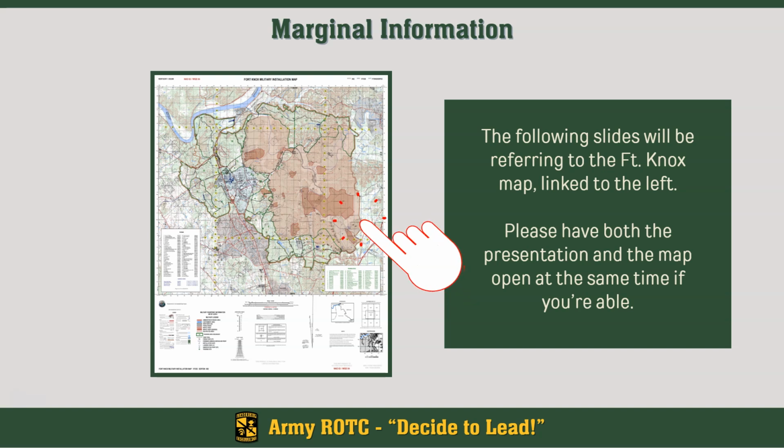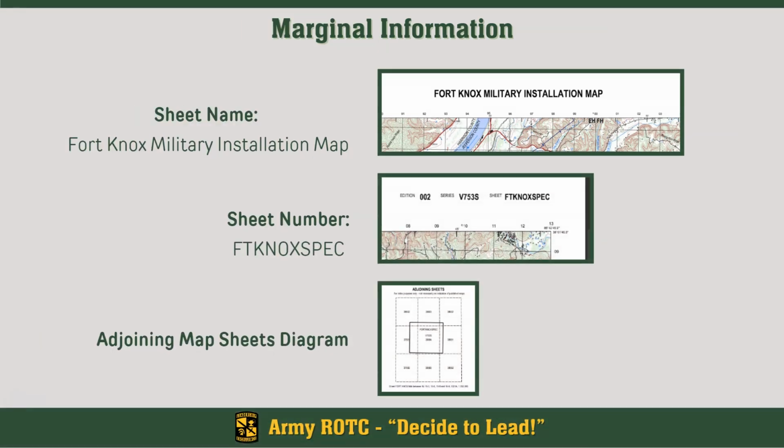So let's go through this together. Pause here if you need to pull that map out. Otherwise, let's move on. So our marginal information, we have a lot of bits and pieces that go into a map. And I've done screenshots of the actual Fort Knox map to give you the examples of exactly what we're talking about. So we've got our sheet name, which is on this particular one, Fort Knox Military Installation Map.